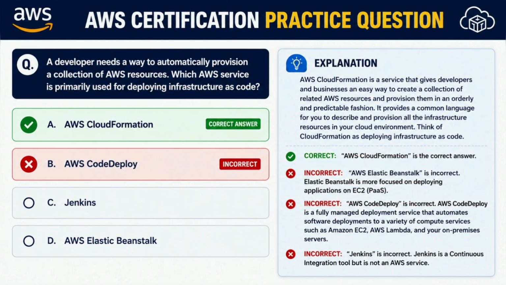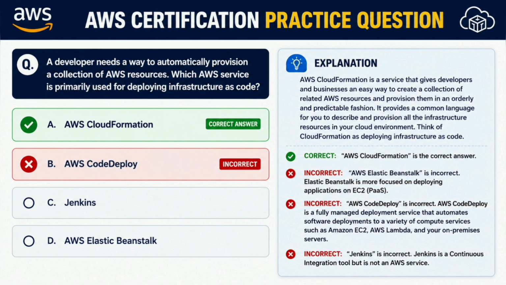Yes, this is definitely the right option, because we know that AWS CloudFormation is a service that gives developers and businesses an easy way to create a collection of related AWS resources and provision them in an orderly and predictable fashion. So option A is the right answer. Option B, AWS CodeDeploy, is incorrect, because it is a fully managed deployment service that automates software deployment to a variety of compute services such as Amazon EC2, AWS Lambda, and your on-premises servers. So AWS CodeDeploy is the wrong answer.